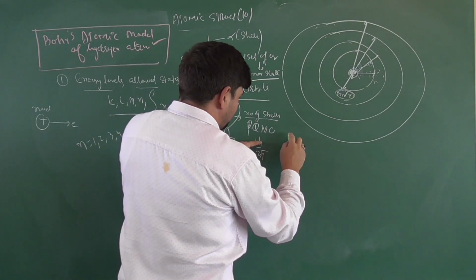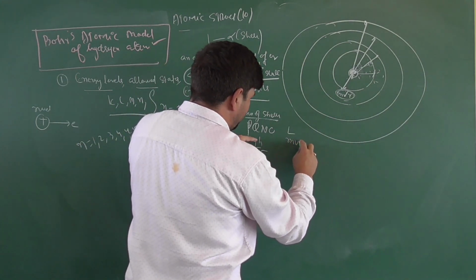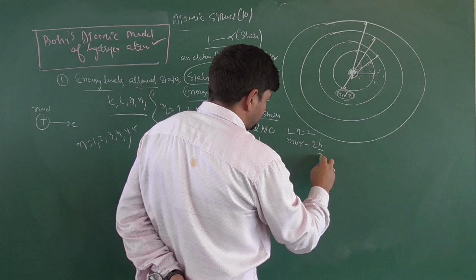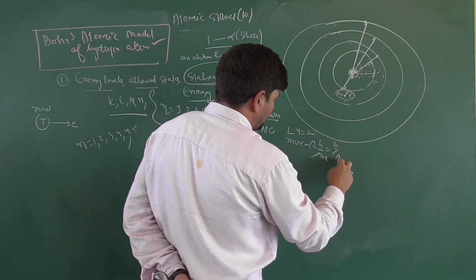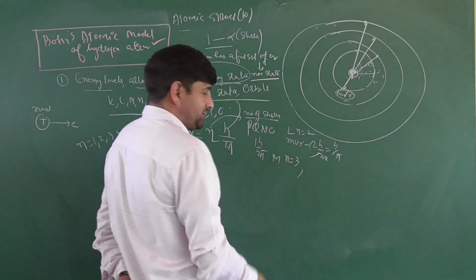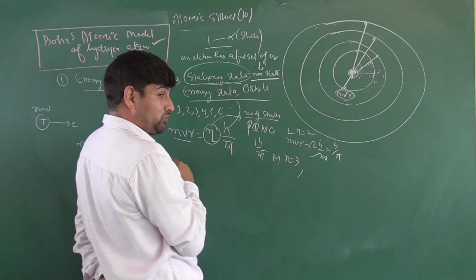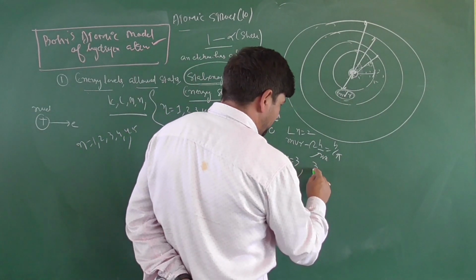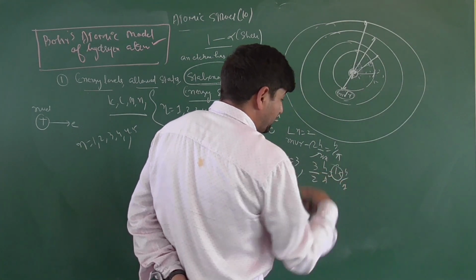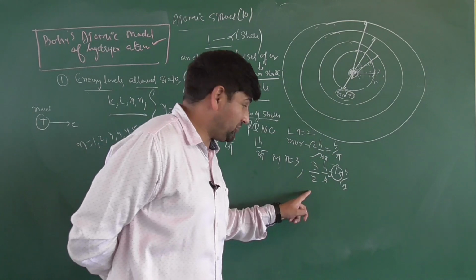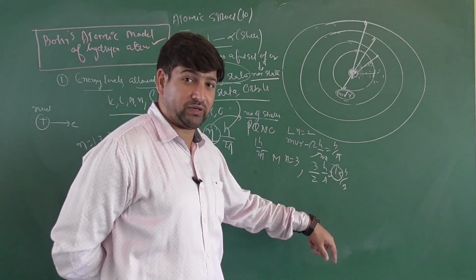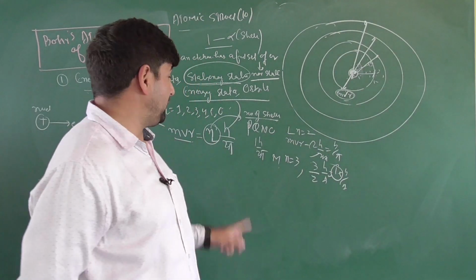Now for the L shell, tell me what is the angular momentum? mvr equals, for L, what is the n value? 2. Angular momentum will be 2h by 2 pi, so that will be h by pi. For the third shell, M shell, what is the n value? 3. We already know it from quantum numbers, right? The integral value is the quantum number, n equals 3. So it will be 3h by 2 pi, that is 1.5 h by pi. Don't say this is a non-integral value. It is actually 3h by 2 pi, 4h by 2 pi, 5h by 2 pi, 6h by 2 pi. So only those shells are possible where angular momentum is an integral multiple.